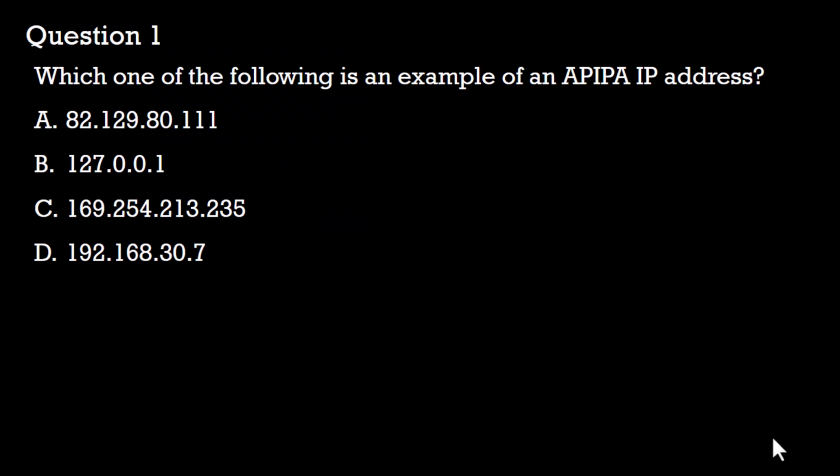Which one of the following is an example of an APIPA IP address? A. 82.129.80.111. B. 127.0.0.1. C. 169.254.213.235. D. 192.168.30.7. An APIPA IP address is also known as automatic private IP addressing.